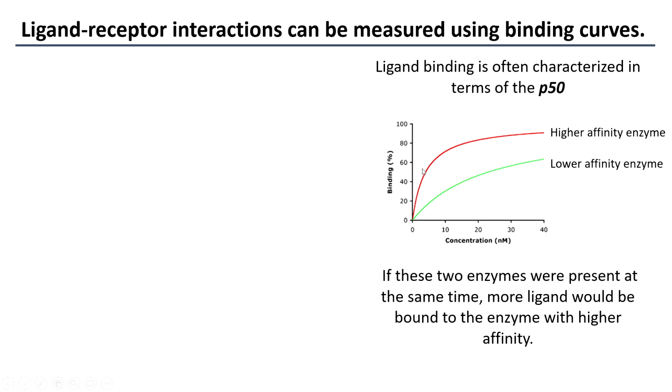If we look at this green line here, what we're seeing is that it takes about 30 nanomoles of substrate to bind 50% of these available enzymes. And so you need to basically overload the system with lots and lots of substrate just to encourage the enzyme to bind it.